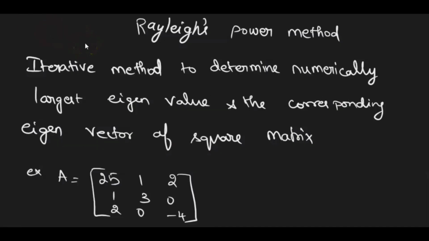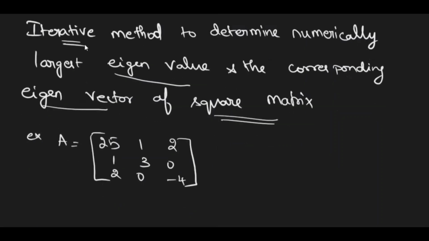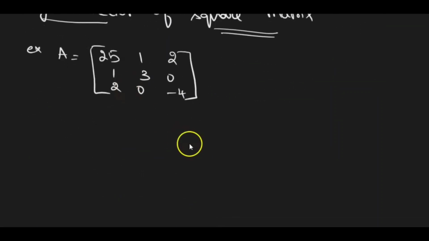Hello everyone. In this video, let us see the Rayleigh power method. It's an iterative method to determine numerically the largest eigenvalue and the corresponding eigenvector of a square matrix. Basically, square matrices like 2 cross 2, 3 cross 3 and so on, and we'll be having more than one eigenvalue. Here we are finding the dominant eigenvalue.